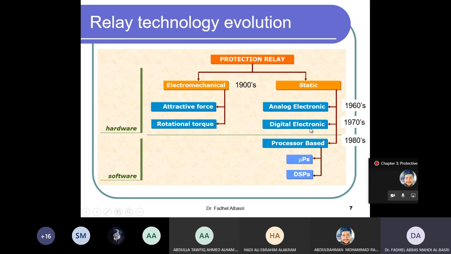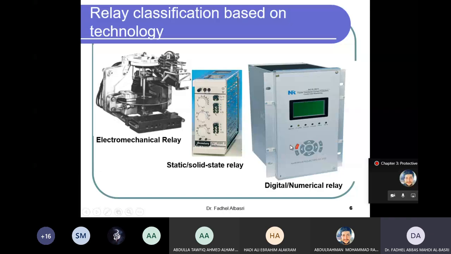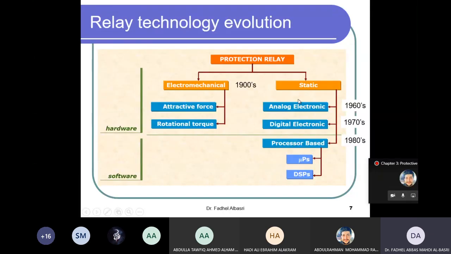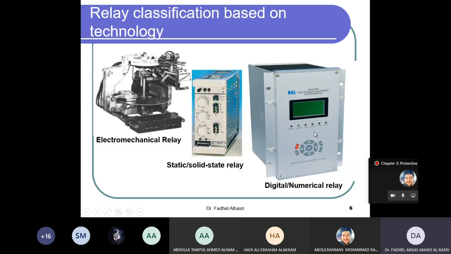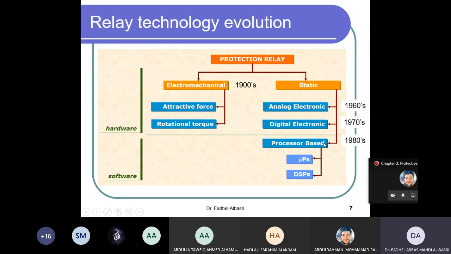While static relays are also hardware, built on analog electronics or digital electronics. However, after 1980, we have numerical relays, a technology in which inside there is a microprocessor or DSP boards, and part of the relay is hardware like a motherboard in a computer. But also within that relay, we have software.